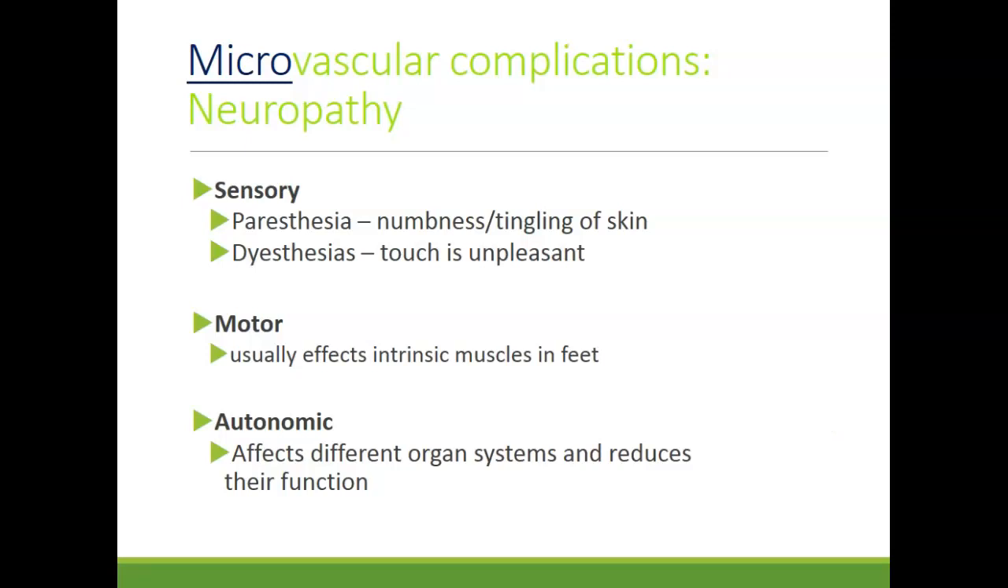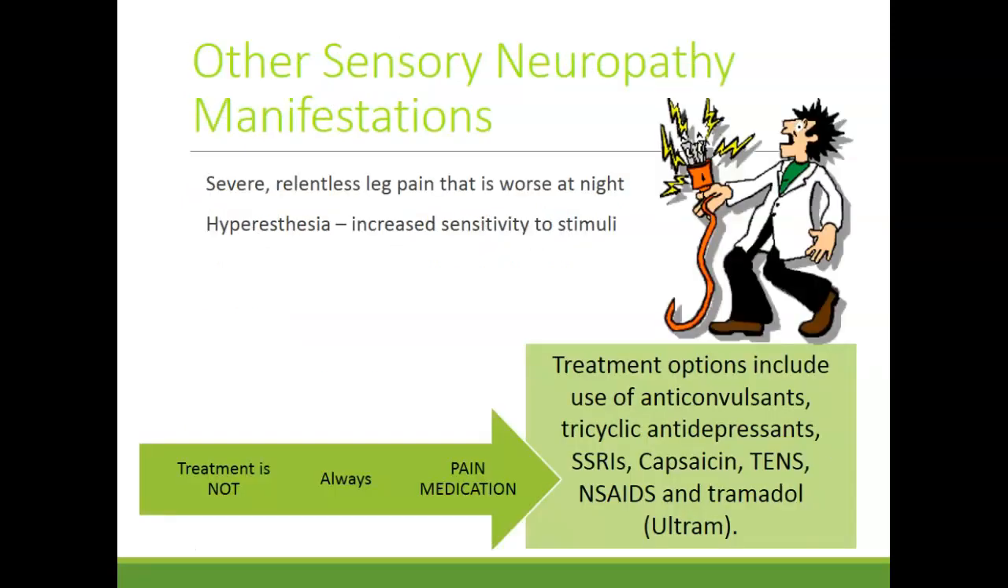Sensory, motor, autonomic. Again, you really have to start thinking from big to small in terms of the extent of the neuropathy. So you can have numbness and tingling all the way down to the body functions of some of the larger organs in our body. For example, like the stomach that I talked about with gastroparesis. Other sensory neuropathy manifestations, you can have hyperesthesia, which is basically increased sensitivity to stimuli.